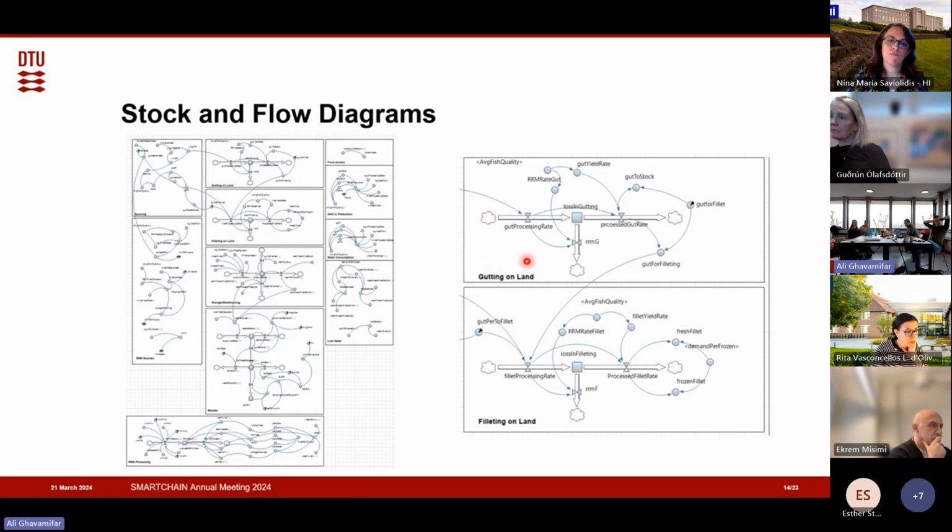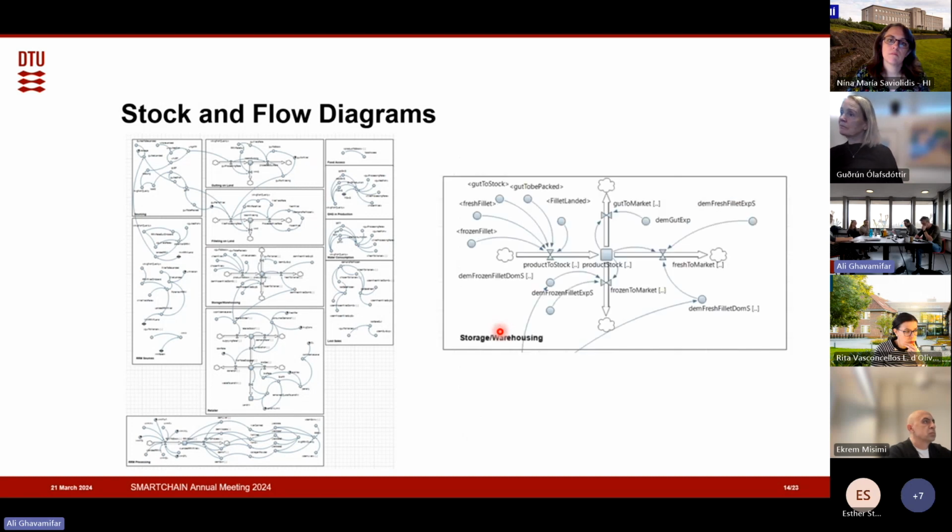The gutting on land and the filleting on land subsystems are supplied by the fish that are landed in the sourcing subsystem. Then we have the gutted fish or fillet fish in these subsystems. After that, the processed fish could be sent to the warehouse and the storage part. Here we have some demand. We want to satisfy the demand, so we consider that demand could be from other countries, so we will need to export them, or could be in the domestic market, for which we consider a retailer.